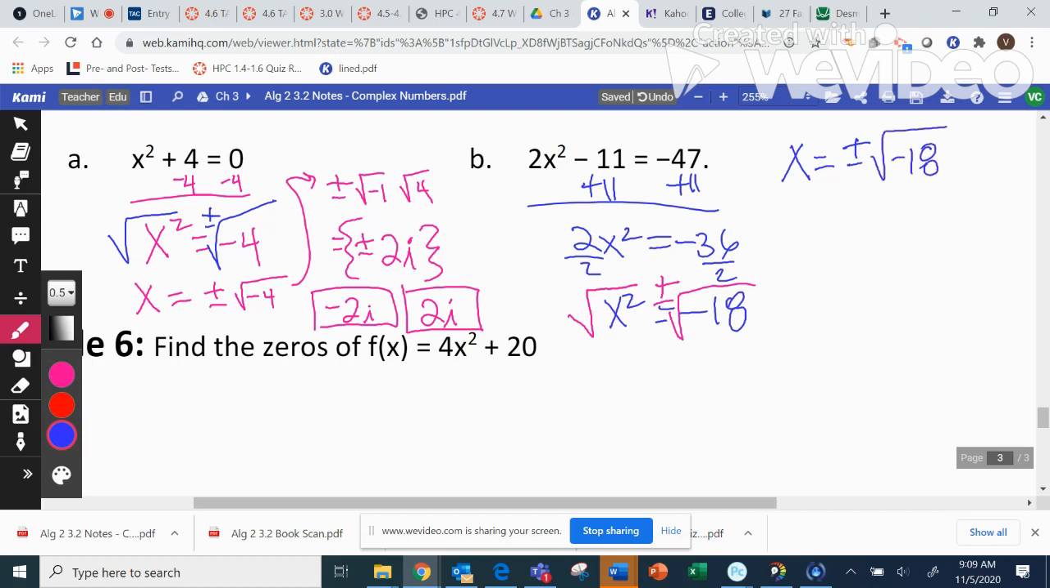Not done yet. I'm going to break this down. So we have plus minus, square root negative 1, square root 9, and square root 2. I broke down the 18 to 9 and 2 as well. So I'll have plus minus 3i square root 2.